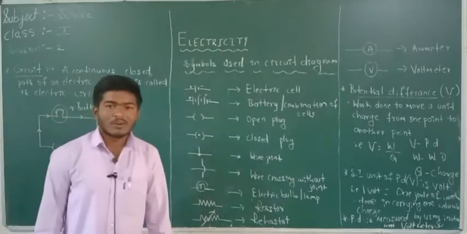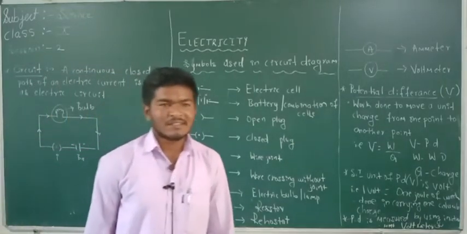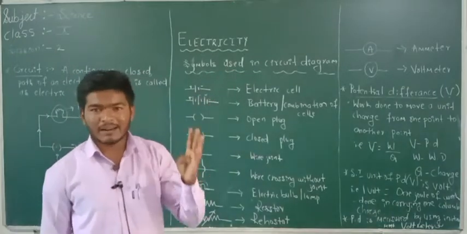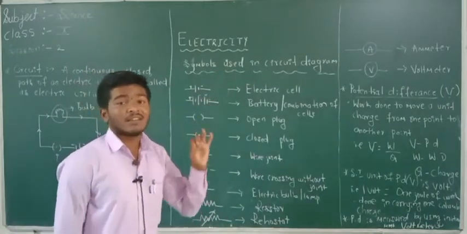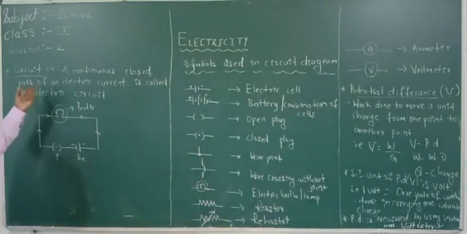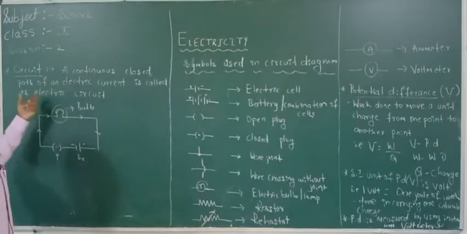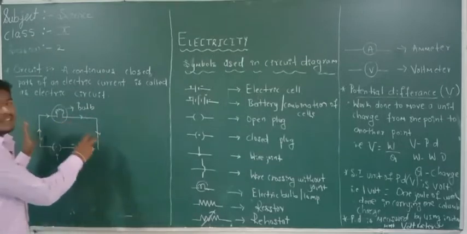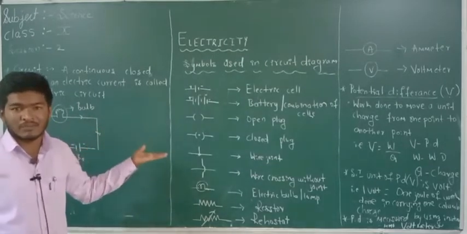Hi, good morning students. In our first session in the chapter electricity, we studied about electric current, charge, and circuit diagram. So what is a circuit diagram? A continuous closed path of an electric current is called an electric circuit. Why are we going to draw this circuit diagram?